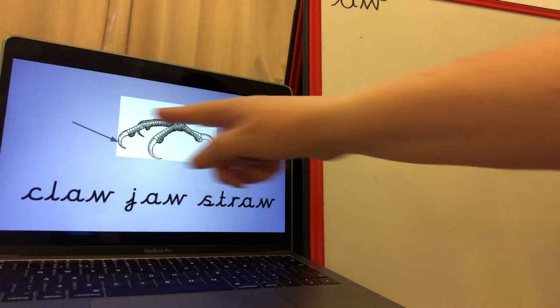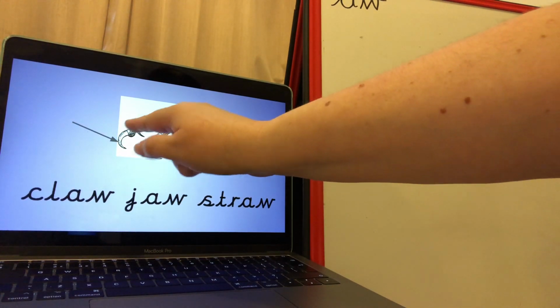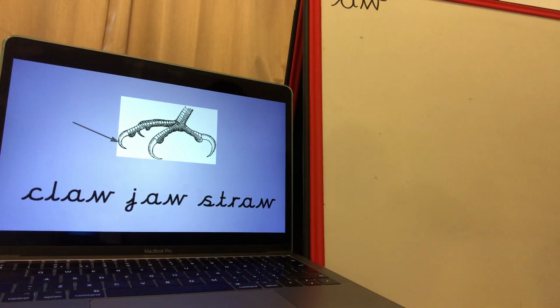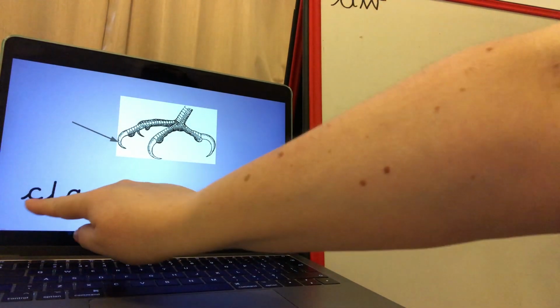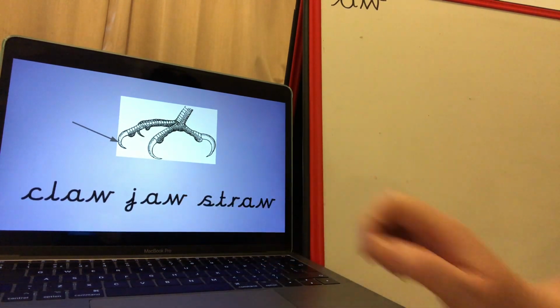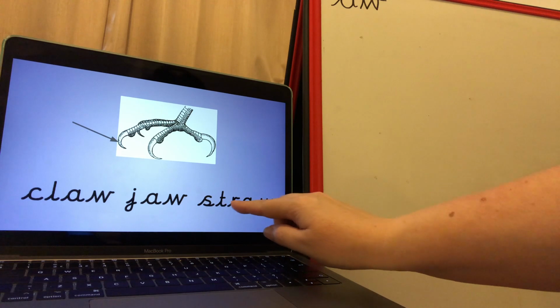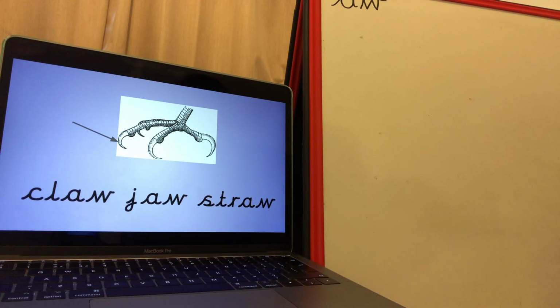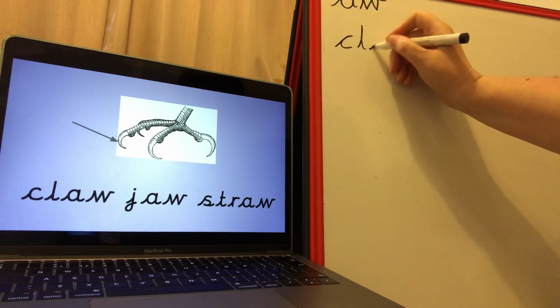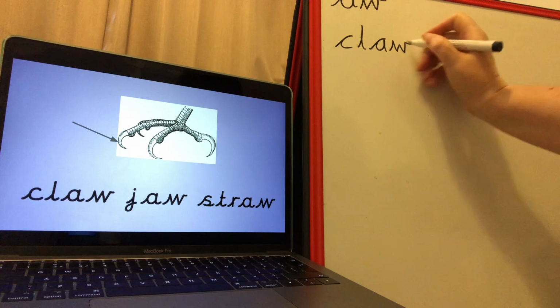Okay, and here's another picture. You're trying to identify what this part of an animal is called. Have a look at the words and write down the one you think it is. Okay, let's have a look at the words. There's k, l or claw, j or jaw, and str or straw. So the right answer is the first one, k, l or claw.